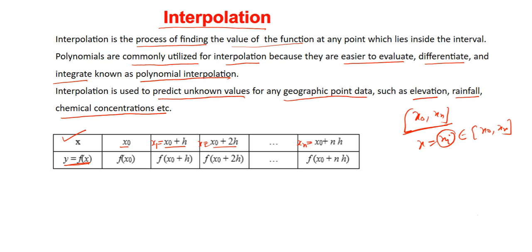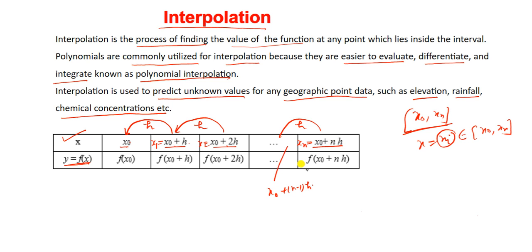This is a data set where the x arguments are denoted by x naught plus h, x naught plus 2h, x naught plus 3h, up to x naught plus nh. Here the interval difference means the difference between two consecutive arguments, x naught plus h minus x naught, so the interval difference is h. x naught plus 2h minus x naught minus h, so the interval difference is h, and so on. Here the interval difference is h because this value is x naught plus nh and the previous value is x naught plus n minus 1 of h.